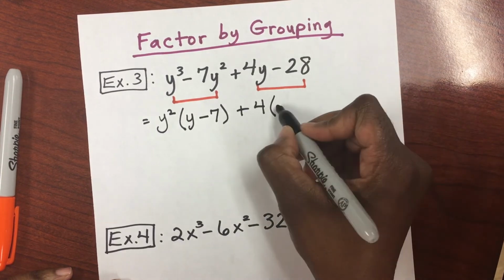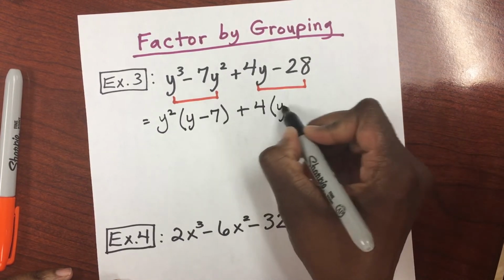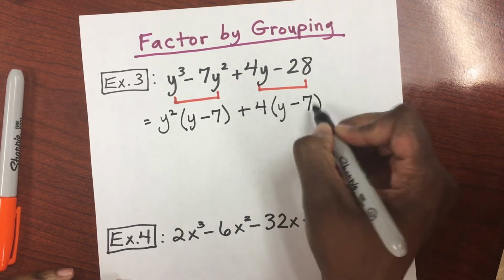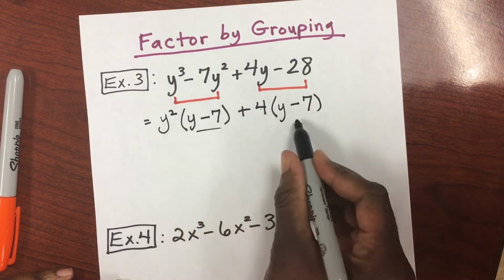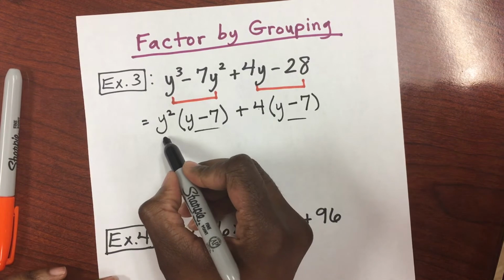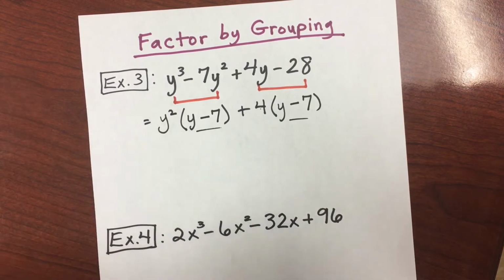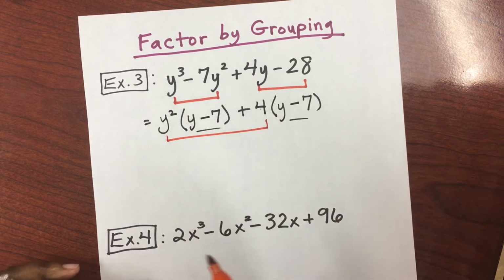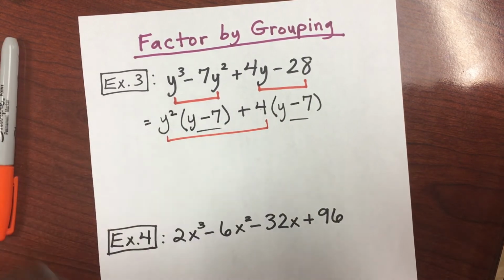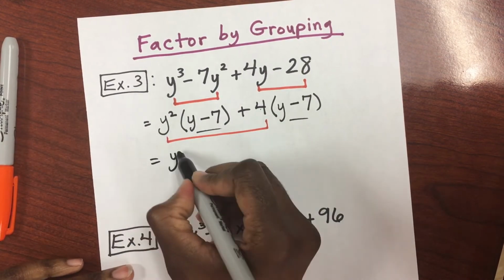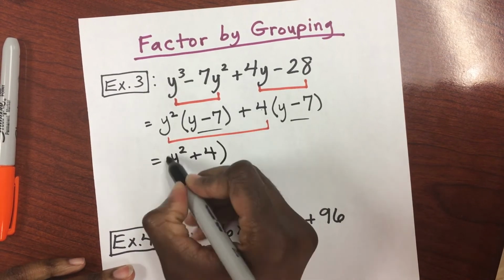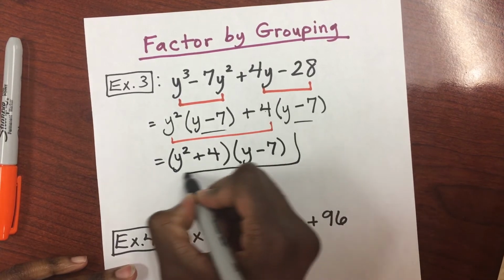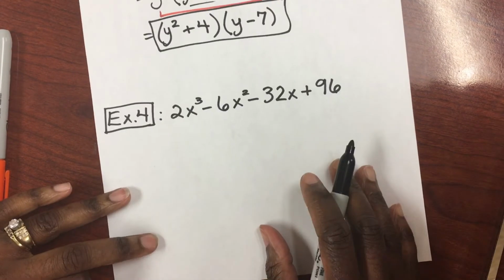What do they have left when we factor out 4? Y. 4 times y is 4y. 4 times negative 7 is negative 28. Look, these two are the same again. So we're going to take out what they have in common. All right, these two they have in common. We take the two out that are in front, and we have y squared plus 4 times the quantity of y minus 7. This is our answer.